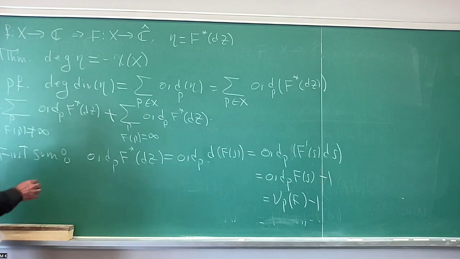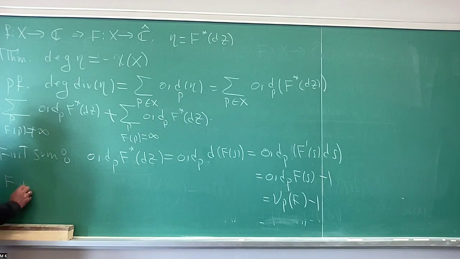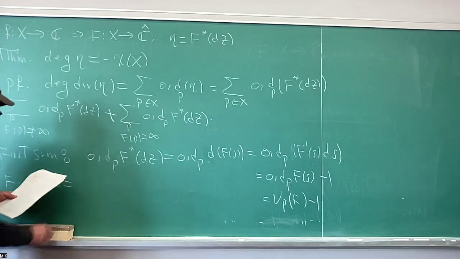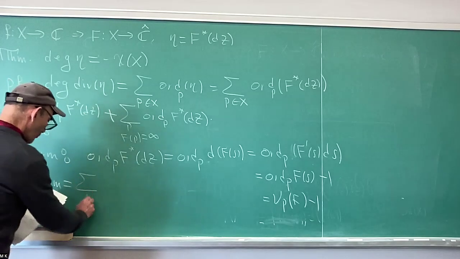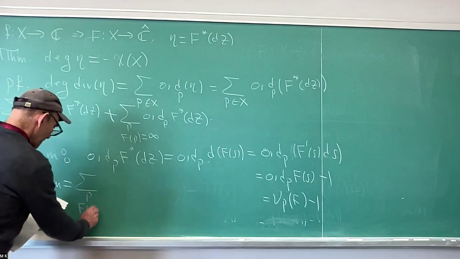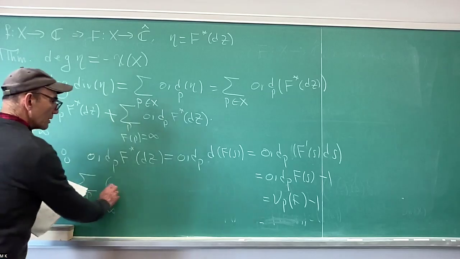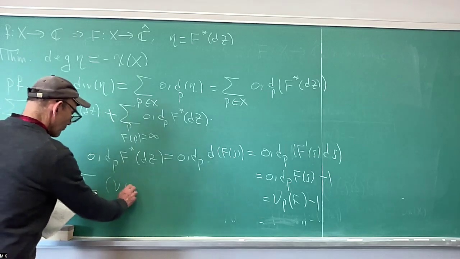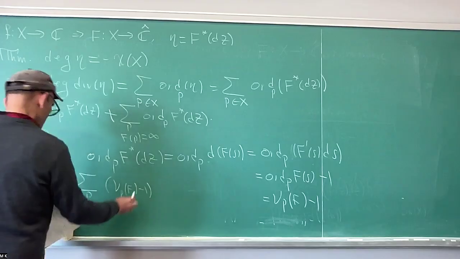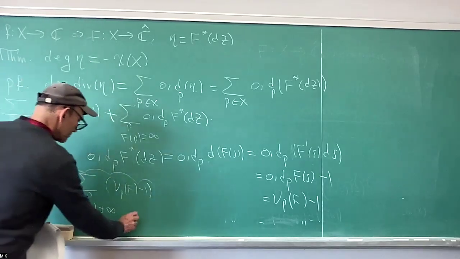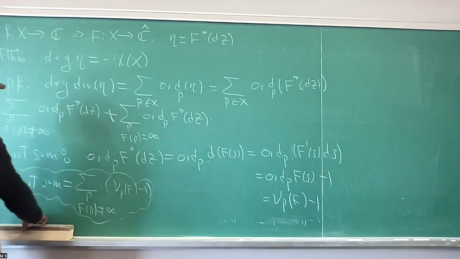So as a result, the first sum then is the following. The first sum you get is sum over all p such that f of p is different from infinity, and then there is this valuation of f at p minus 1. So this we have to bear in mind for the first sum. Okay.